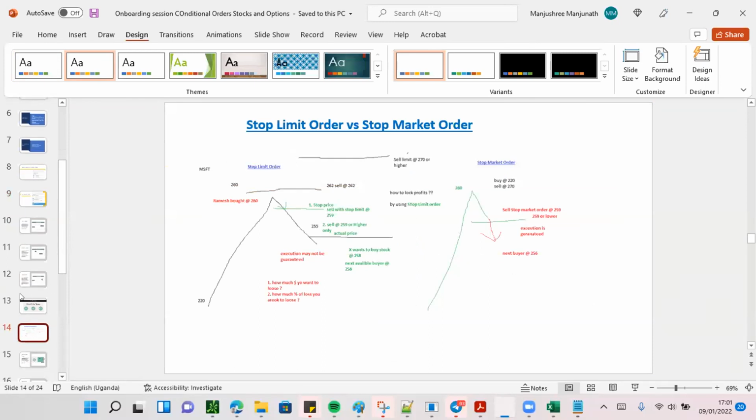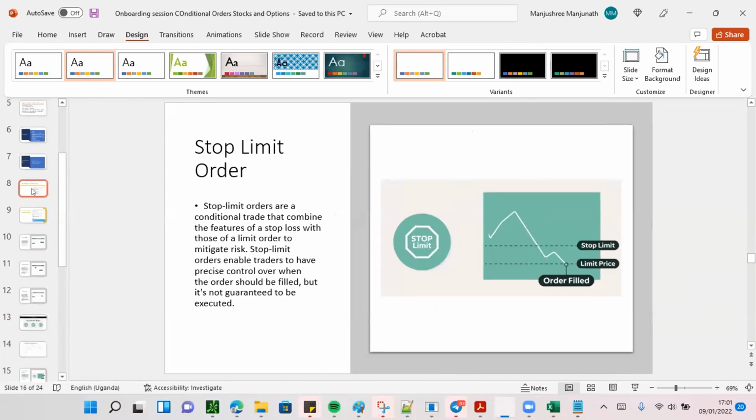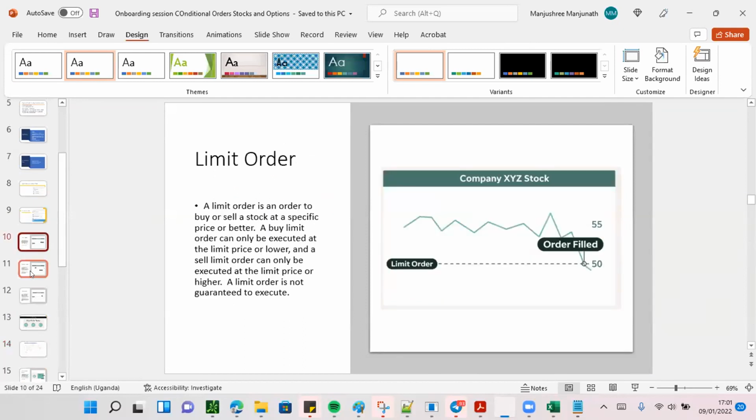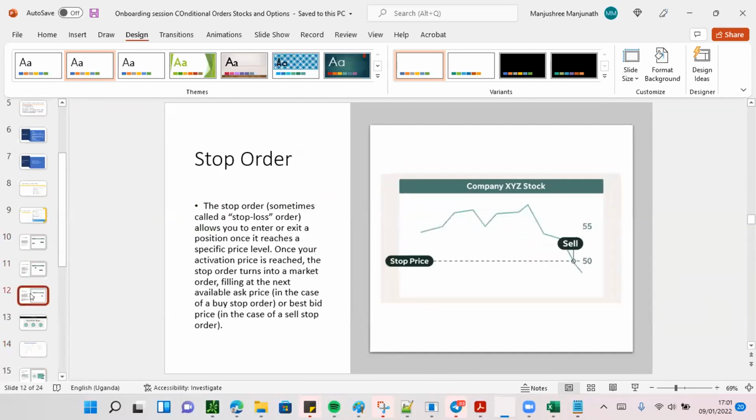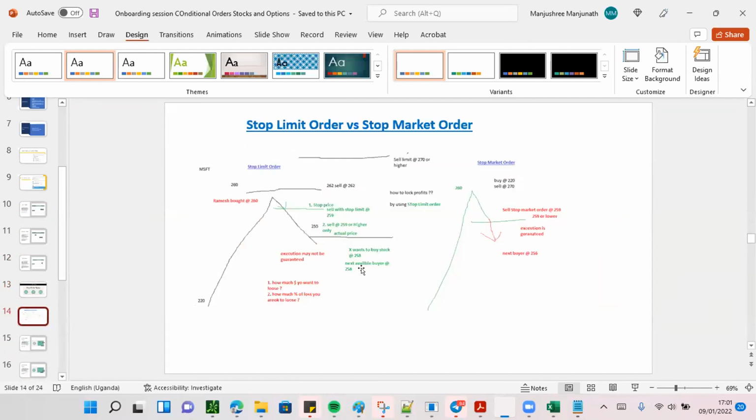Yeah, there are some slides on it. I will share this. These slides have everything: what is a stop order, what is a limit order, a market order, and it also talks about different stop order types. What is the stop market, what is the stop limit, and what is the trailing stop? If you have any confusions about what is a stop limit order and what is a stop market order, I'll explain. Typically, I like stop market order.